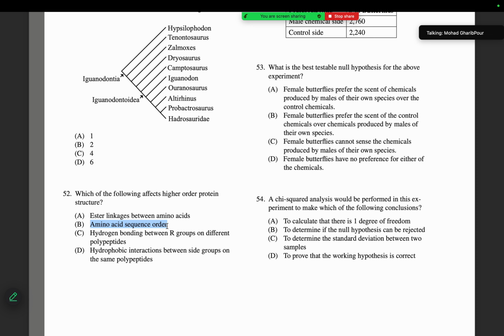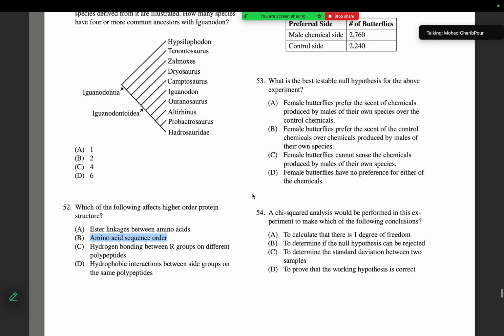Well, okay, so here, the thing is, higher order protein structures, we're talking tertiary, quaternary, but you can think of quaternary because that's the highest order. So what affects quaternary structures is the amino acid sequence, right? Because that determines the R group sequence, which then determines how the 3D shape looks. So it's the sequence.